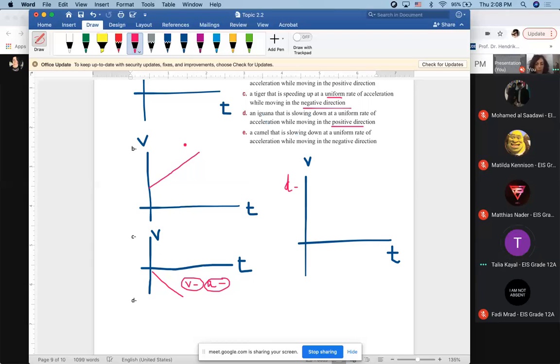So where do I draw it? In the positive quadrant or negative quadrant? Is it up or down? Up. It is slowing down. Oh, down.